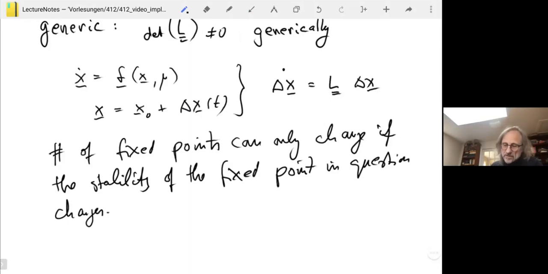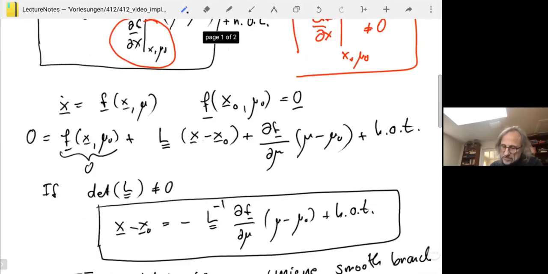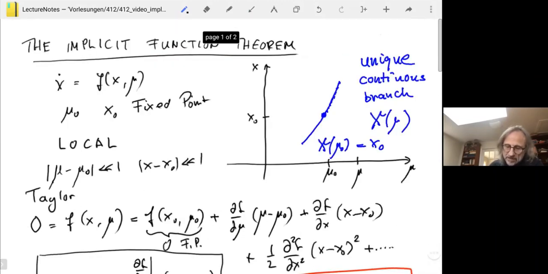As I said, the idea is, if I draw a situation where the implicit function theorem doesn't apply, say here the determinant of L goes through 0, then what could happen is that either this branch stops, or you could have more than one branch coming out. That's something we need to now study, and we'll do that next time.